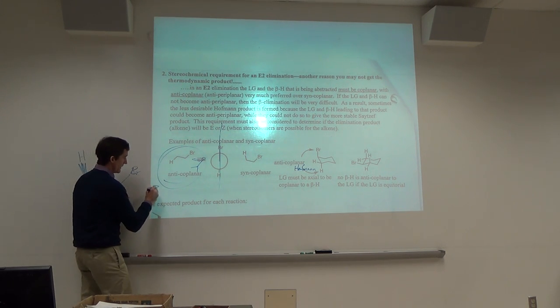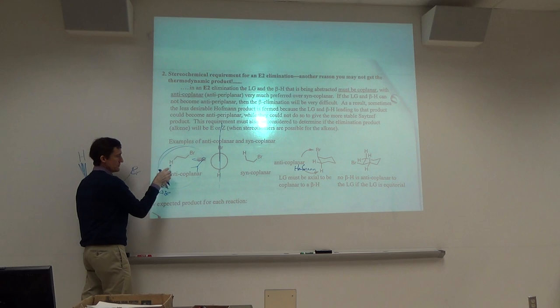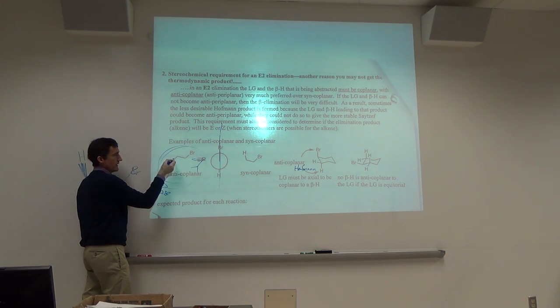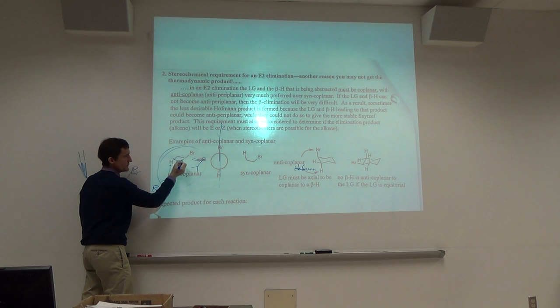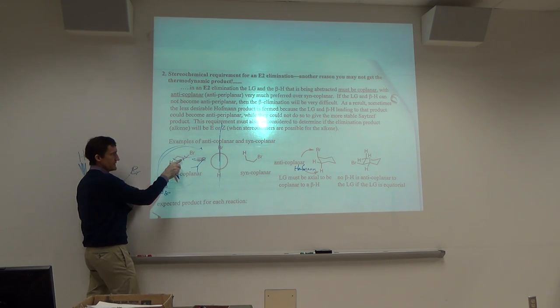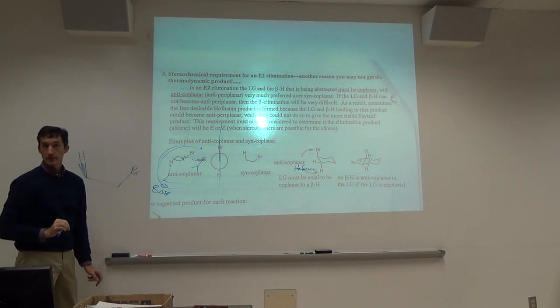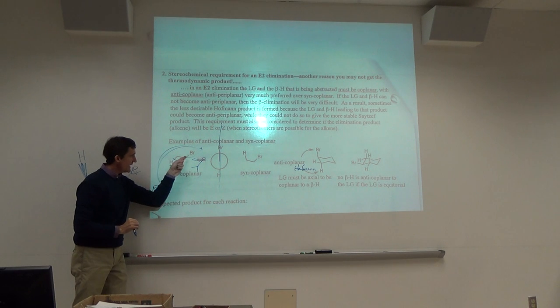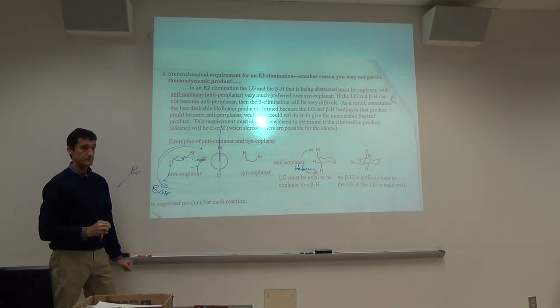Here's why. The base, which has a lone pair, takes the H. What do these electrons do during the E2 elimination? They move in here to make the pi bond. But look how they're moving in if they're anti-coplanar. They're moving in sort of like backside, and off goes the leaving group. These come in sort of backside. This comes in backside when it's anti-coplanar.